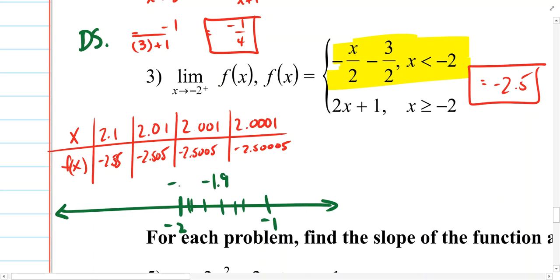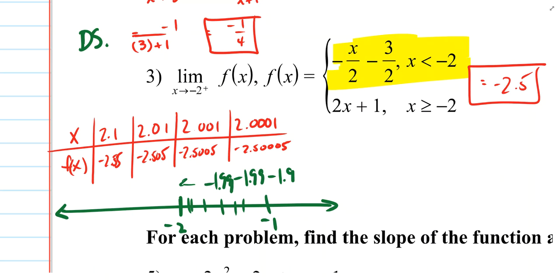-1.9, -1.99, -1.999, and so on. These are the numbers that are getting closer to -2 as we move from right to left. So we're going to need to fix that table here.